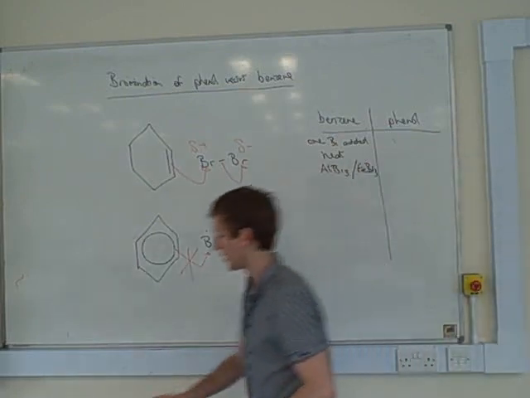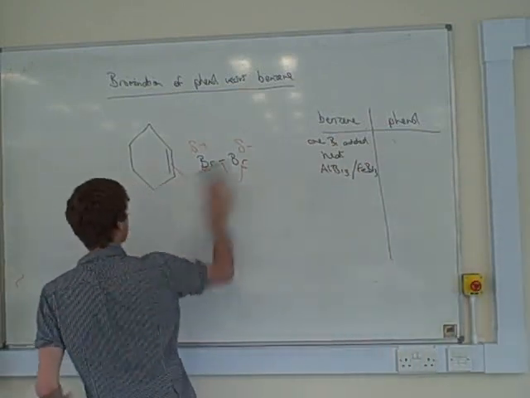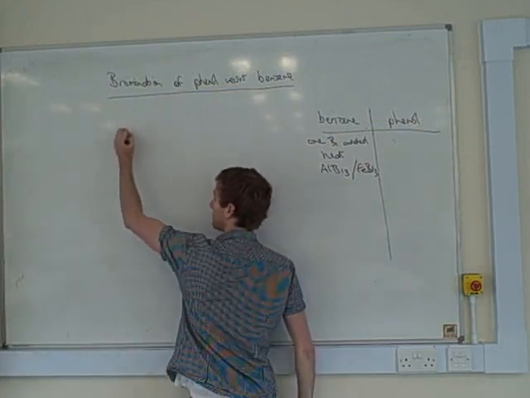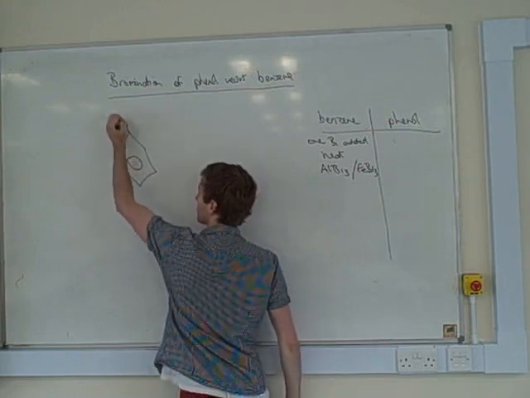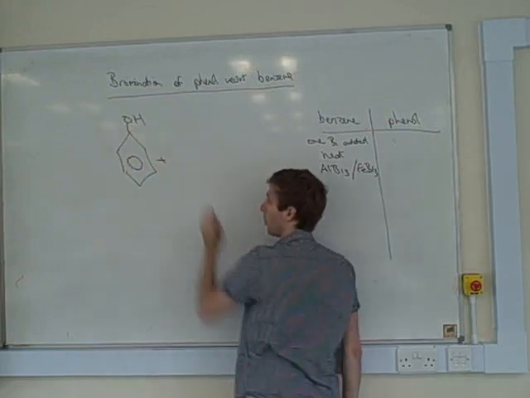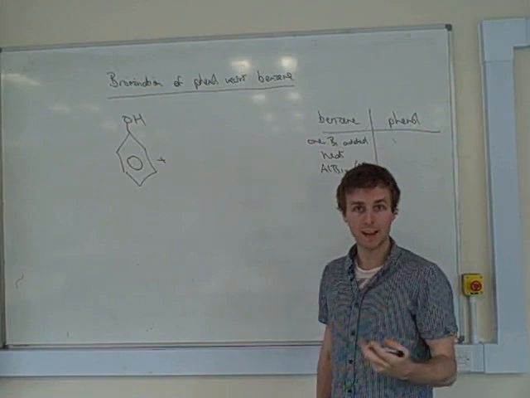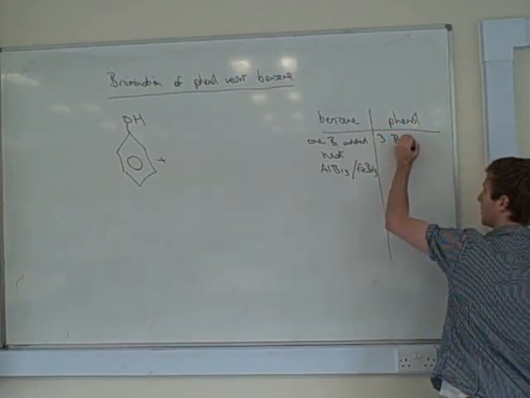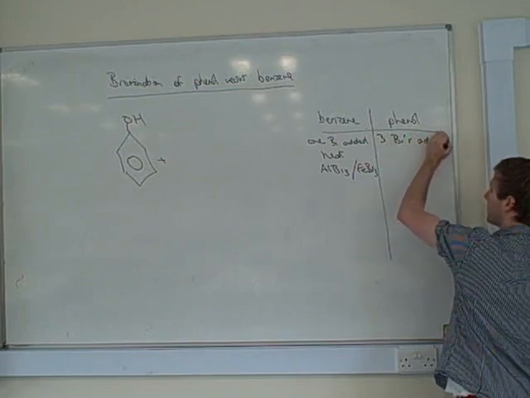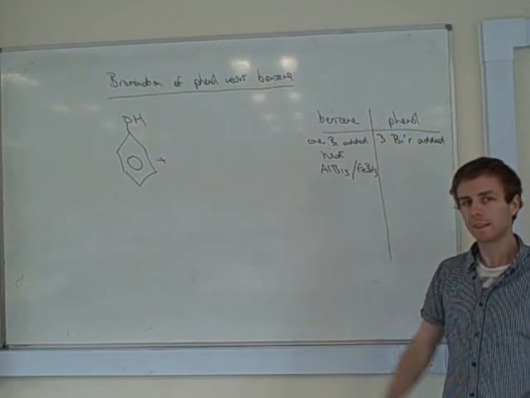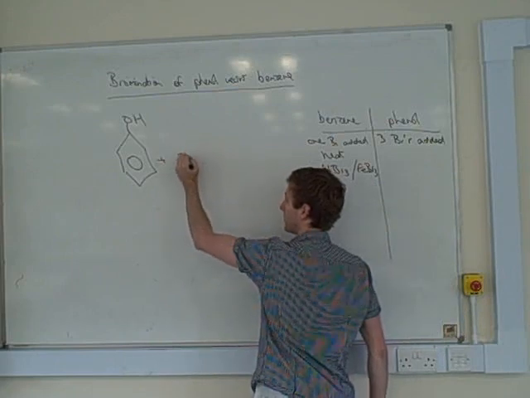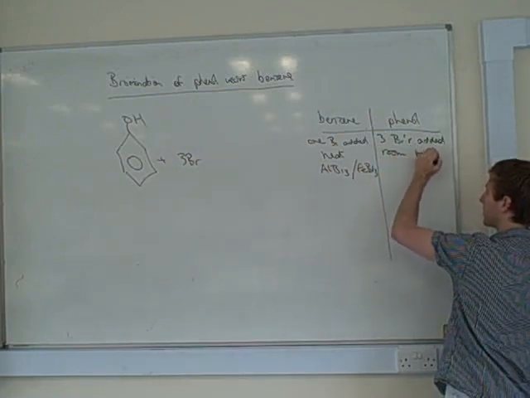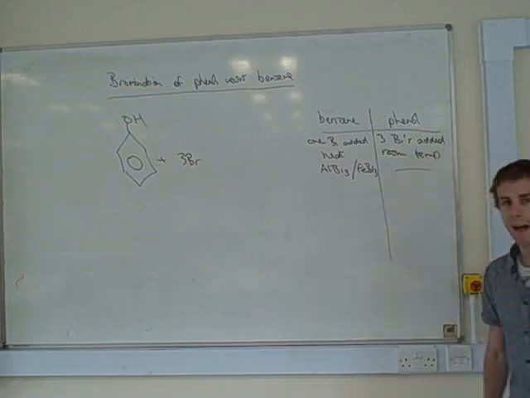Let's have a look at phenol now. When I brominate phenol, what happens is it brominates 3 times. We get 3 bromines added. Also, we don't need to heat it when we do this, so this can be done at room temperature. And we do not need a halogen carrier.